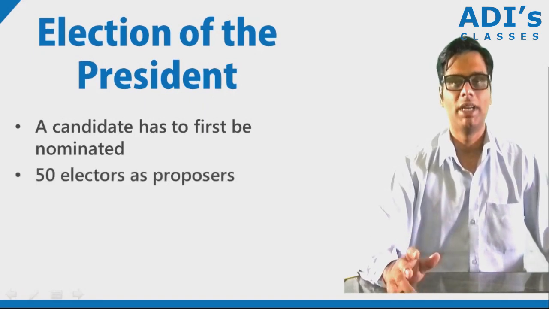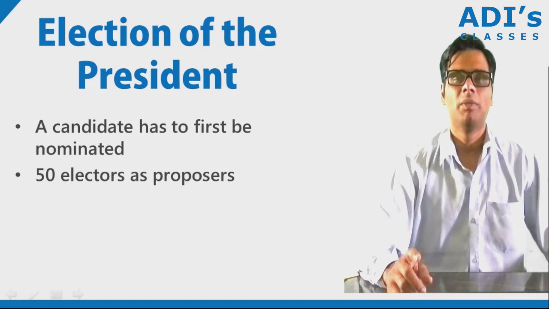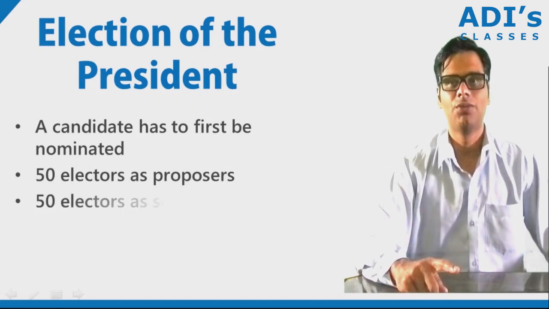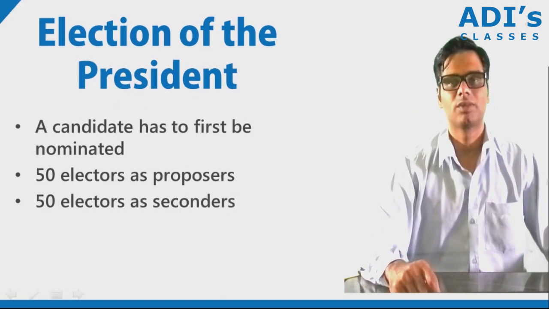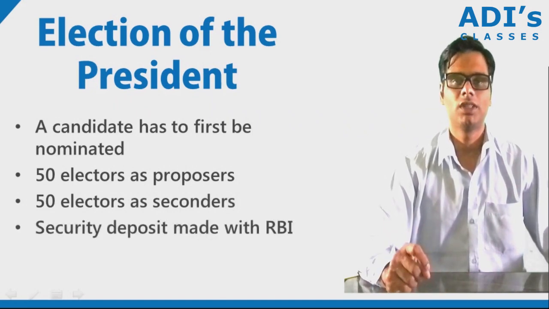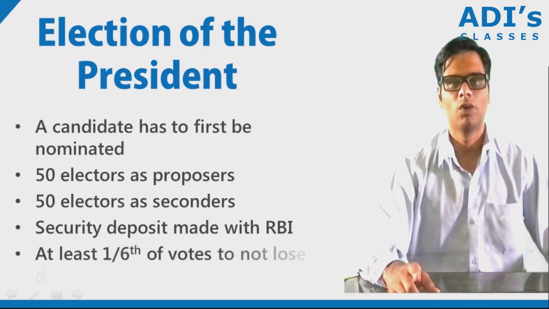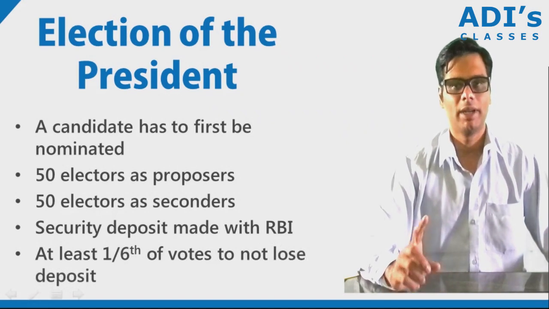By whom is he nominated? He has to be nominated by at least 50 electors as proposers and another 50 electors as seconders. A security deposit of 15,000 is also to be made with the RBI. In case of failure of the candidate to secure at least 1/6 of the vote, he or she loses the deposit.